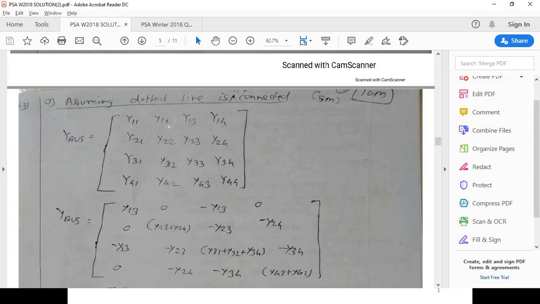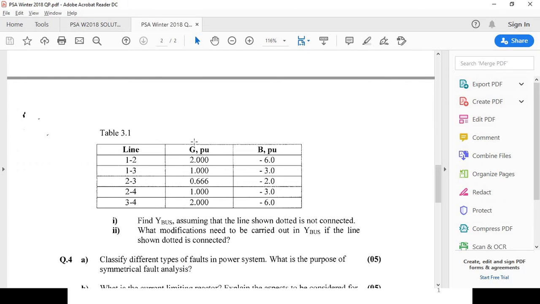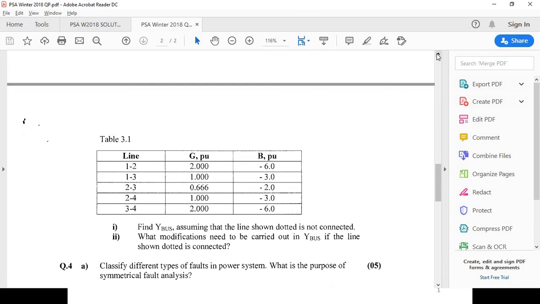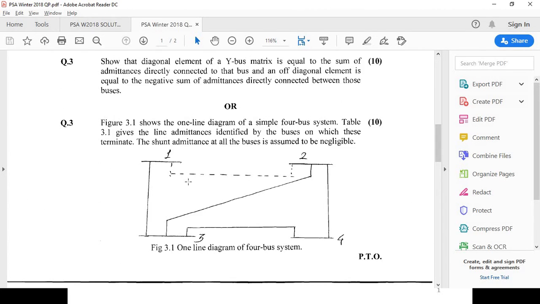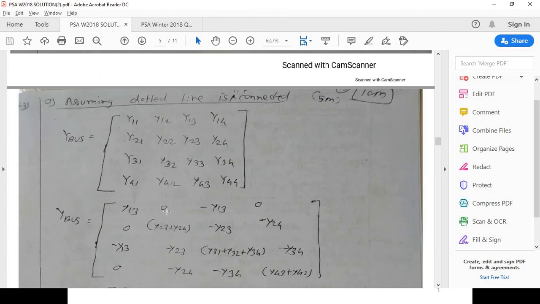So here Y12 is nothing but the negative sum of all the admittances connected between bus 1 and bus 2. So in the case of bus 1 and bus 2, what is the admittance? The line shown dotted is not connected. That means no admittance is present between bus number 1 and 2, and hence y12 will be 0.